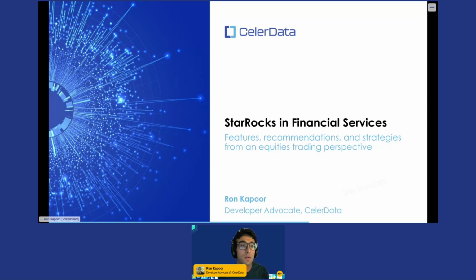Today, we're going to be looking at StarRocks in financial services, specifically exploring strategies and recommendations for building a modern financial data warehouse designed for real-time analytics and business intelligence through the lens of equities trading. That will be the example we'll be walking through.